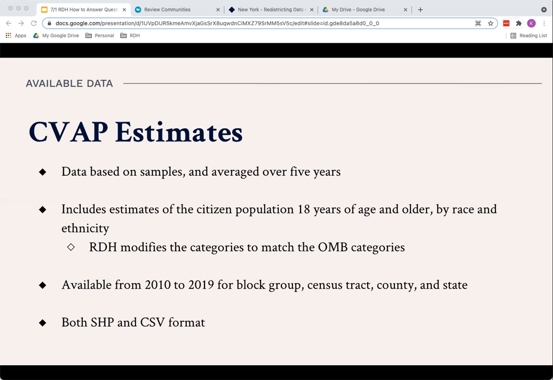And in this case, the Citizen Voting Age Population, or CVAP data, again contains estimates of the population by race and ethnicity, but only for the voting age population, so citizens who are 18 years of age and older. Like ACS data, they are available for the same years at the same levels of geography and can be exported in the same formats.